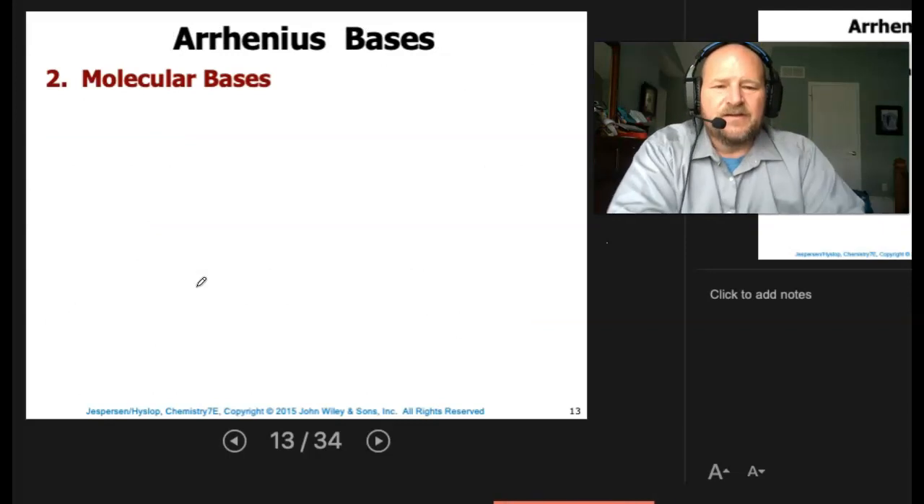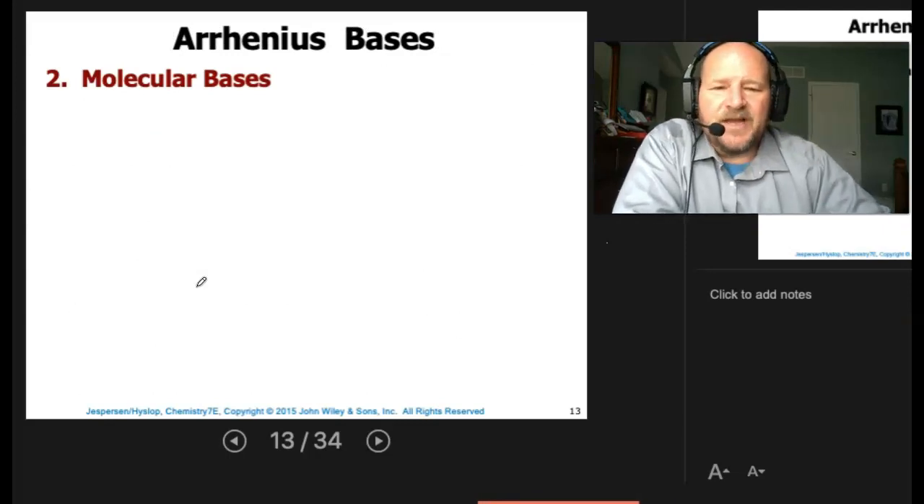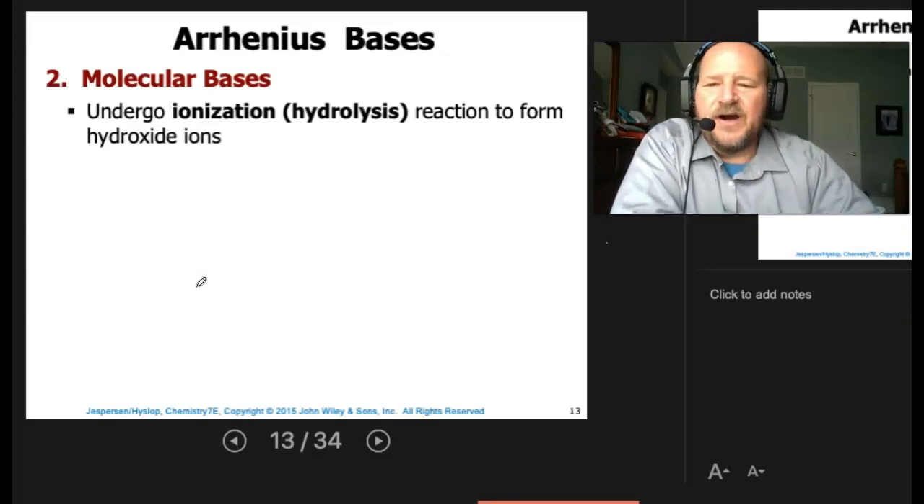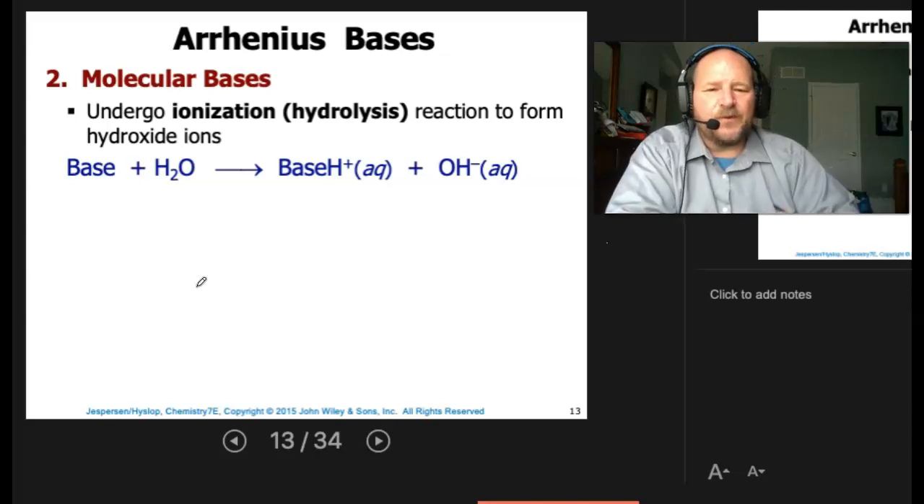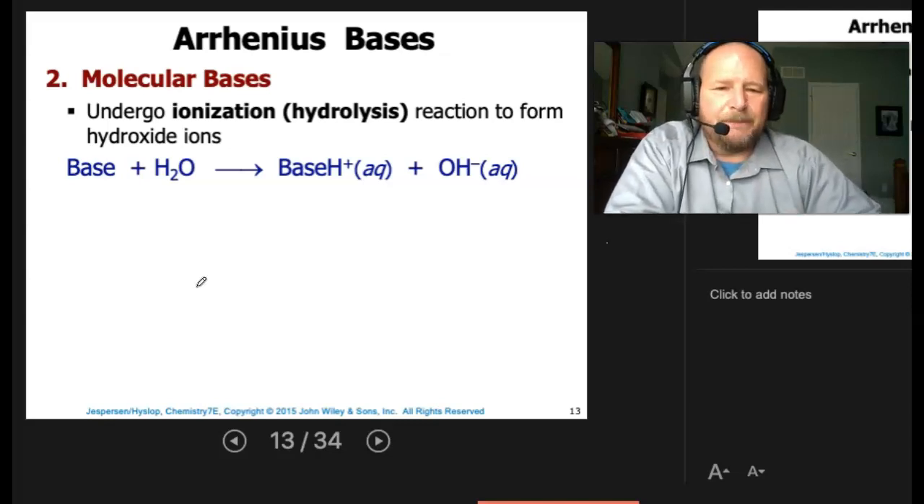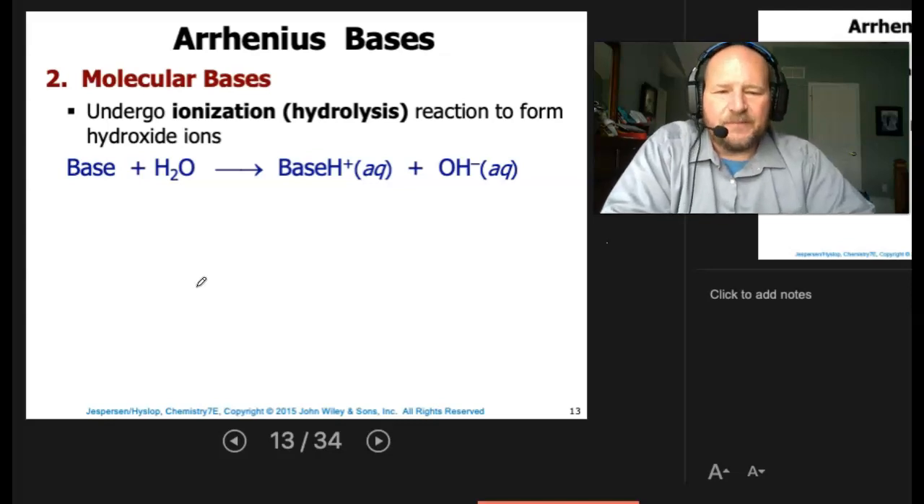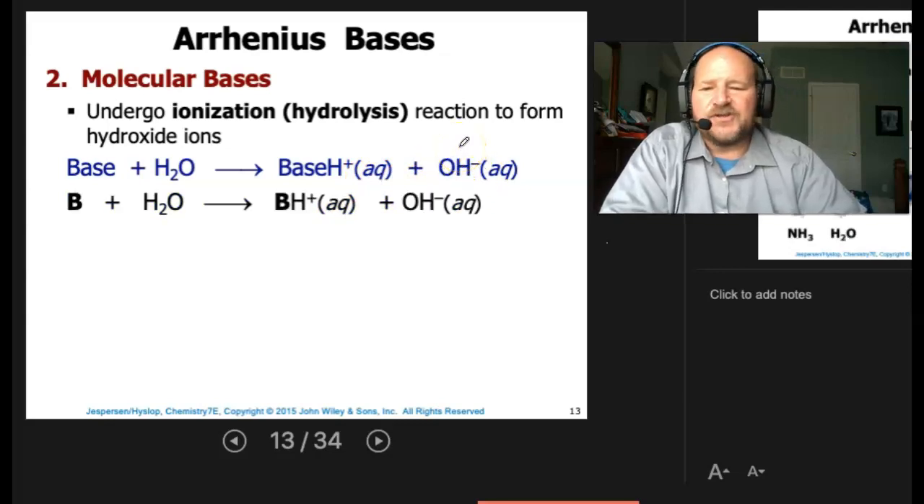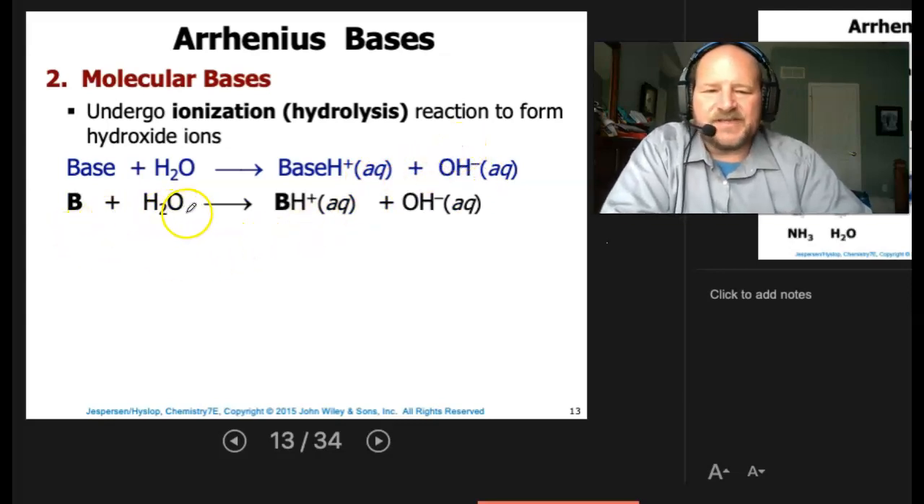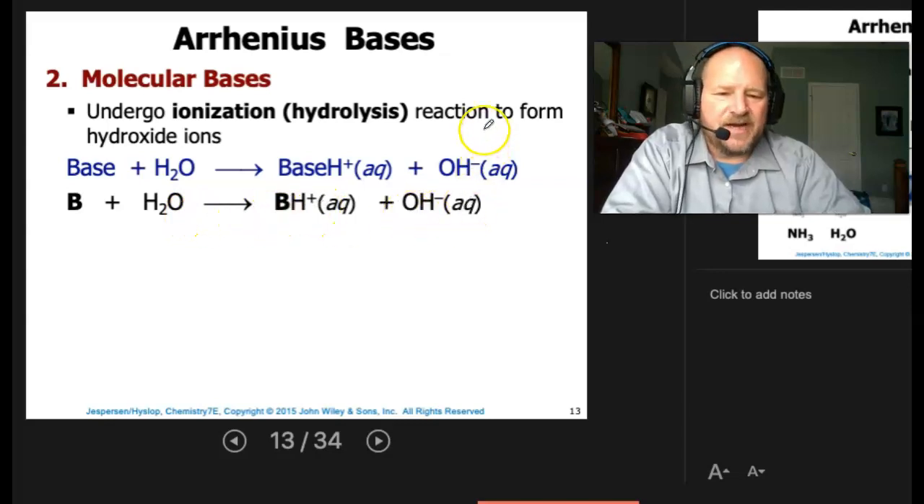All right, so Arrhenius bases, your molecular base, they will undergo ionization, right? Hydrolysis. So you'll take the base plus the water, and now water, instead of accepting the proton and making hydronium, will now donate the proton and form your base with an H plus on it and the OH minus. So our general equation here would be B plus H2O produces BH plus OH minus.